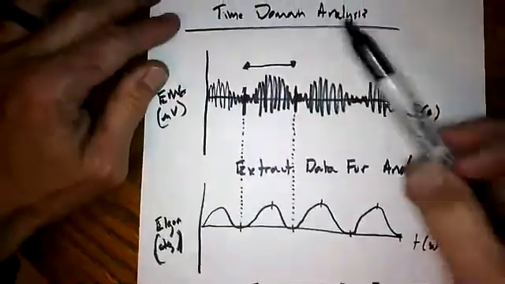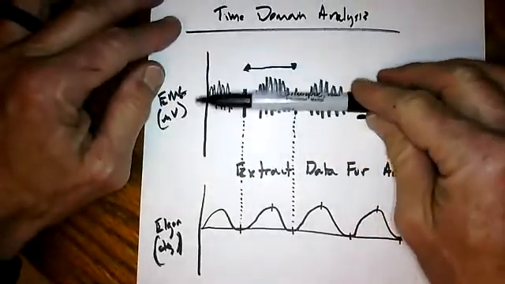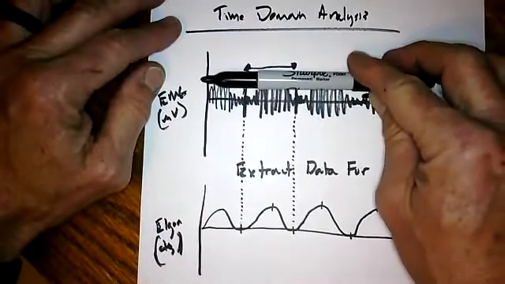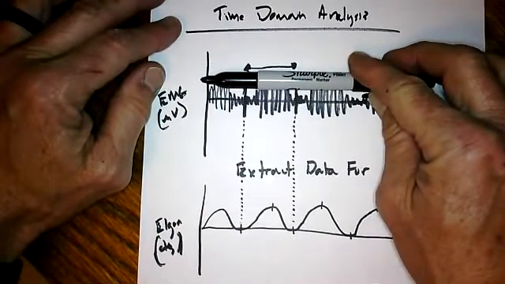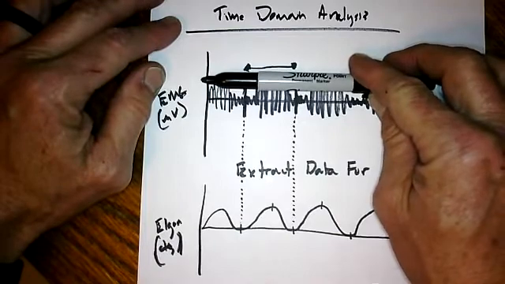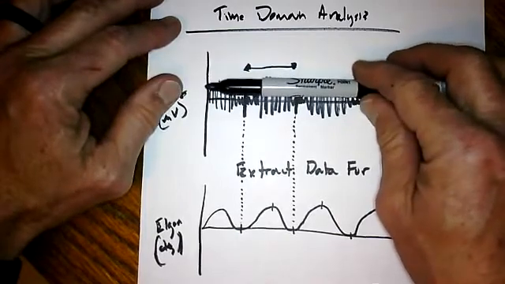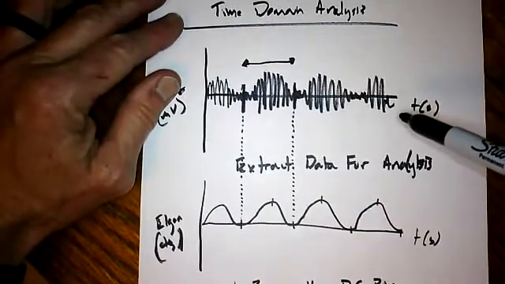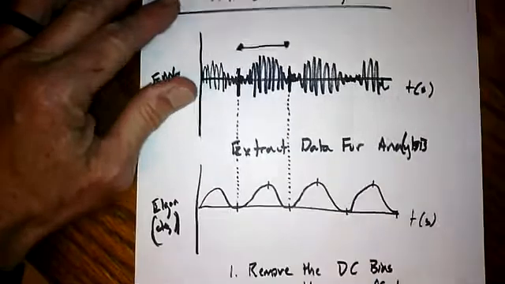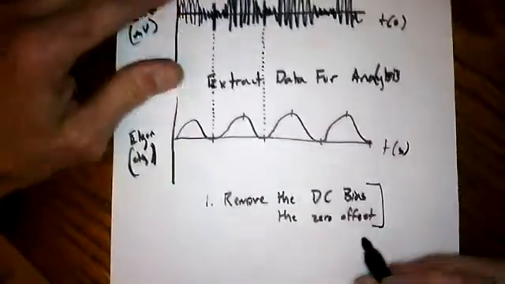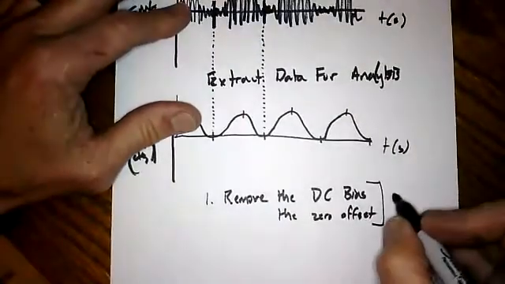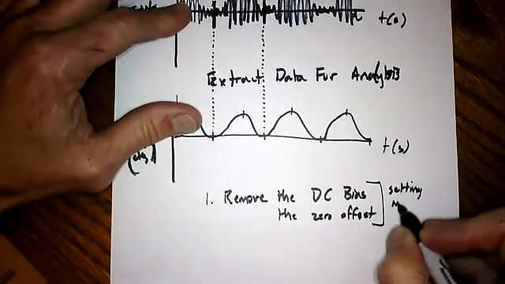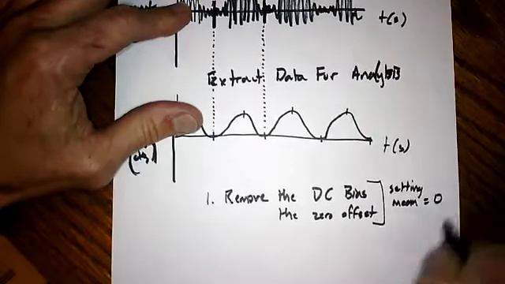What that means is sometimes when you collect your data, I drew it too nicely. Sometimes the data are shifted off of zero and they hover above zero or some way over zero, okay? You want your data set to have a mean of zero before you do anything, okay? So what this does, by removing the DC bias or the zero offset, you are setting the mean of the data set to zero.